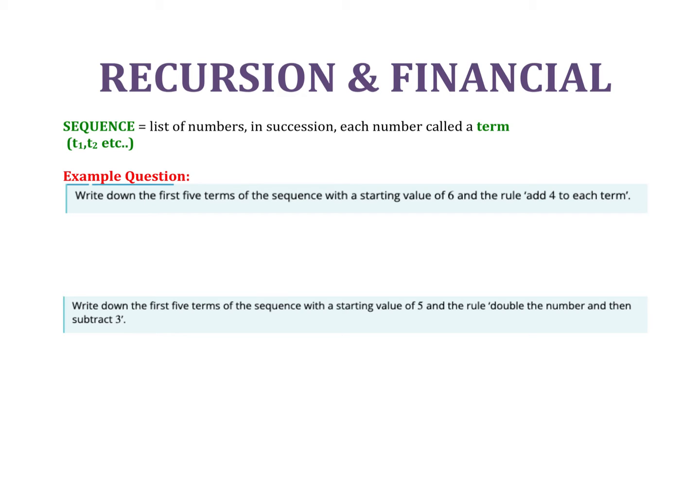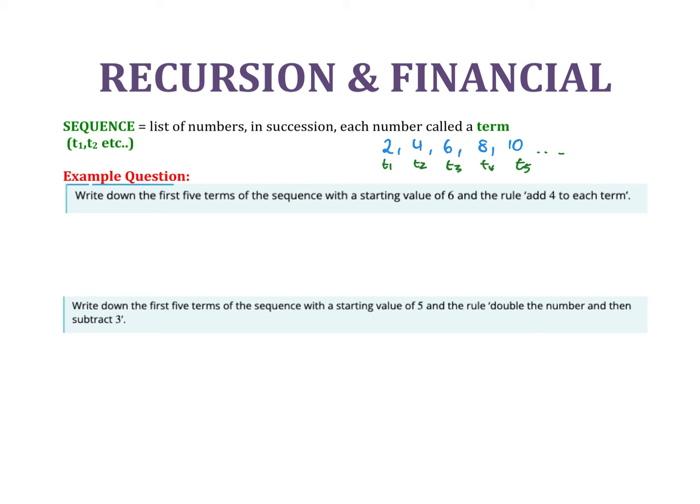Okay, so the first thing we're going to look at is the basics, the beginning of talking about recursion. A sequence is a list of numbers, and that means they're in succession, or in an order. We call each number a term. So if I wrote down this sequence here, can you see? I would call these term 1, term 2, term 3, term 4, term 5, and so on. Okay, so that's a sequence.